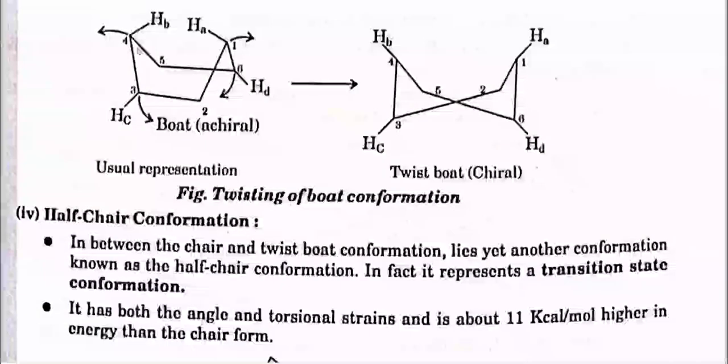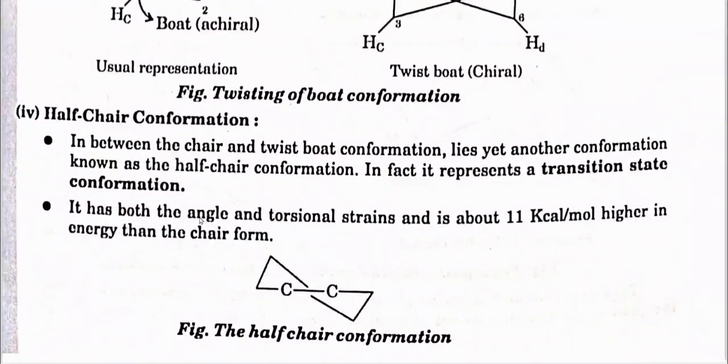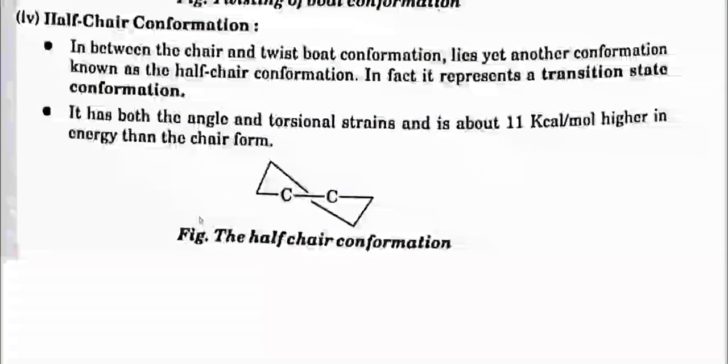As we can see in the structure, half-chair conformation. In between the chair and twist boat conformations lies yet another conformation known as the half-chair conformation. In fact, it represents a transition state conformation. It has both angle and torsional strains and is about 11 kcal per mole higher in energy than the chair form, the half-chair conformation.